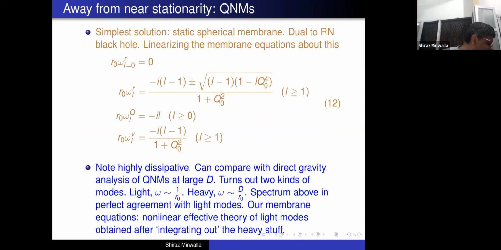Okay. Another calculation we tried was the following. We computed the quasi-normal mode frequencies of a charged black hole at large D, starting with our membrane. This is the result we found. And Emparan, Suzuki, and Tanabe had directly computed it starting from gravity. And of course, these results, the light modes, match. That had to be, right? Because our membrane theory is a nonlinear theory of these light modes. Surely it should reproduce the linearized light modes. This is just a check that it works.